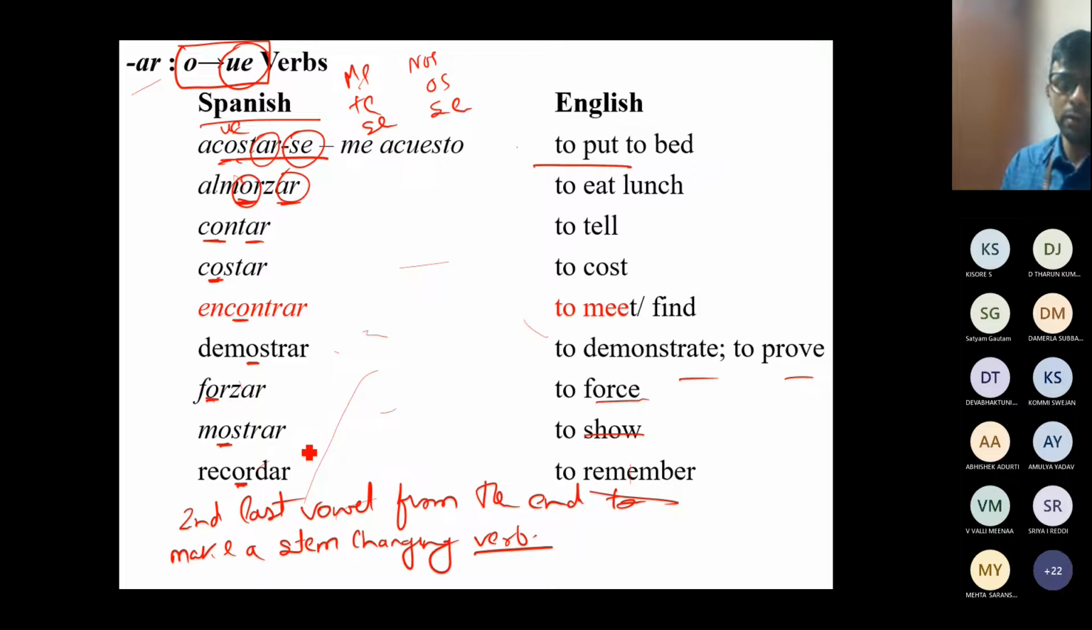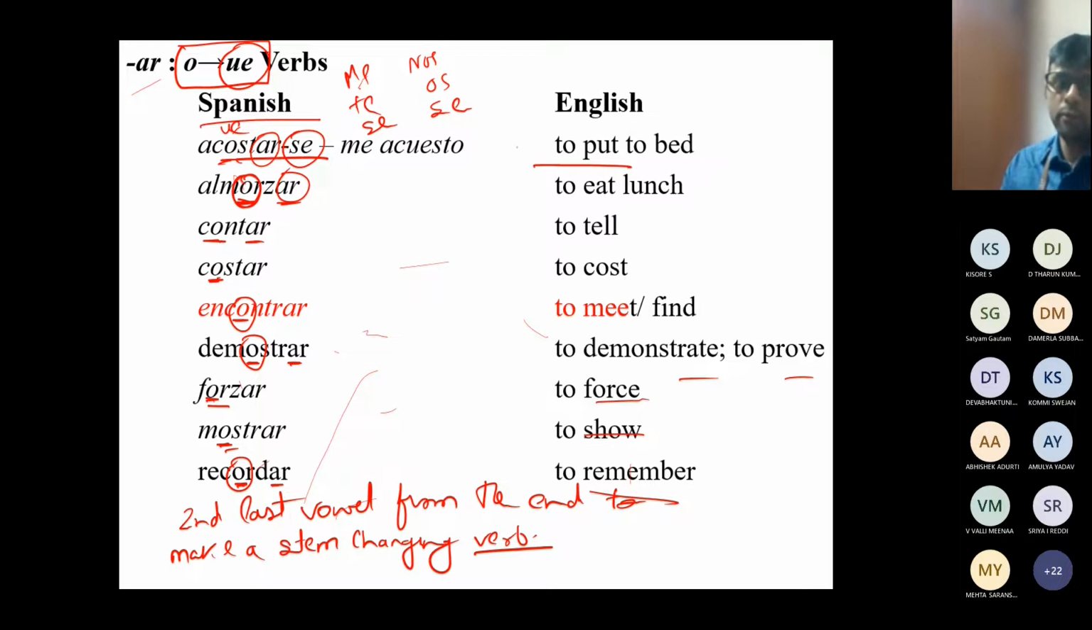Okay, second last vowel. So last is this a, so you will choose the second last. Here it is not a problem, here it is fine, but in demostrar again in the same part you will find two vowels, so it is the second last, so again this O. Encontrar also, the second last is this one. Okay, almorzar is again, this is the second last, same thing is happening.